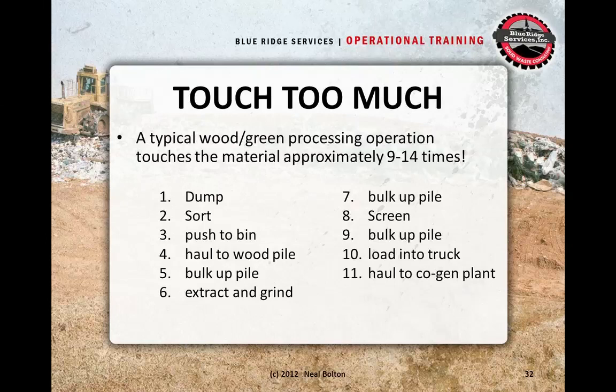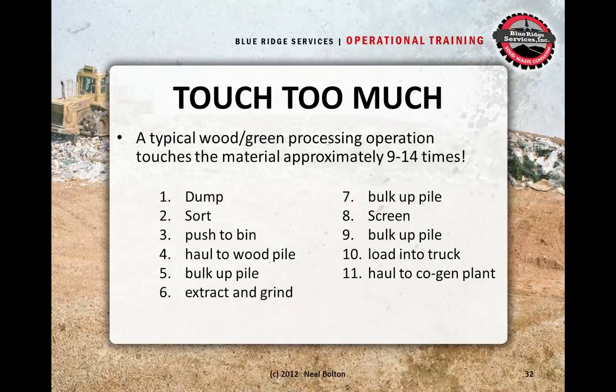This shows chronologically where a load of wood or green waste would come into the facility, be dumped and sorted and pushed into a bin or loaded into a bin and hauled to a wood pile. And then that's pushed up into a bigger pile. And then at some point we extract it and grind it, and we push up what we've ground into a pile, and then we may screen that, and we may push that up and then load it into a truck, and then haul it to a cogen plant or haul it back to ADC or take it to the compost area or whatever we're going to do with that.